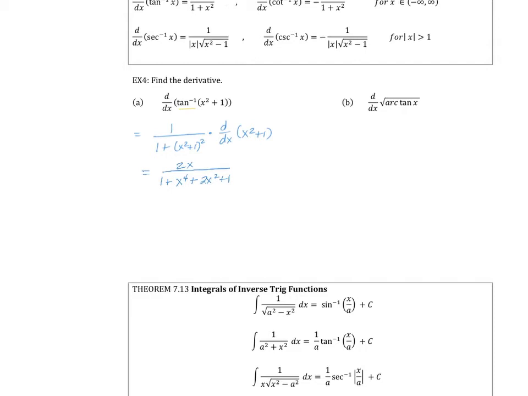Okay, and the reason why I did multiply this out is because I can see the plus 1 will simplify. So this is just going to be 2x over x to the 4th plus 2x squared plus 2. And now that doesn't factor, so this is where I would stop.